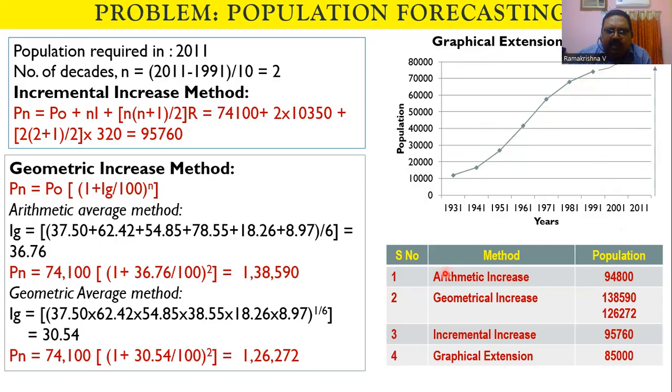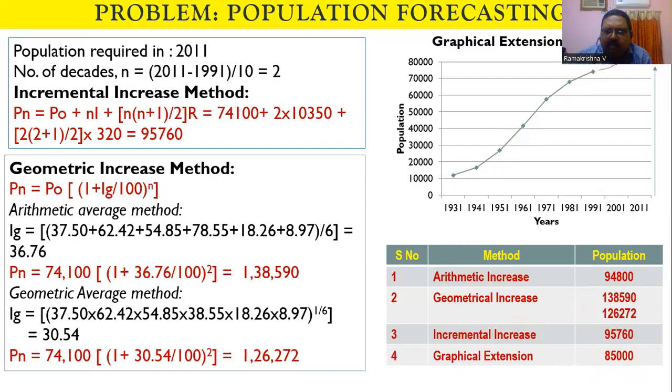So now we'll make a comparison of the population given by all these four methods: arithmetic increase, geometric increase, incremental increase, and graphical extension. Now what you see here is that graphical extension is giving a relatively smaller value. It seems that the graphical extension is only a simple extension of the current trend. Here, this trend may not be like this.